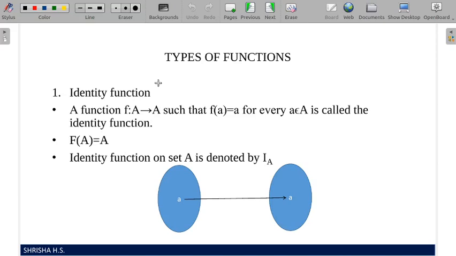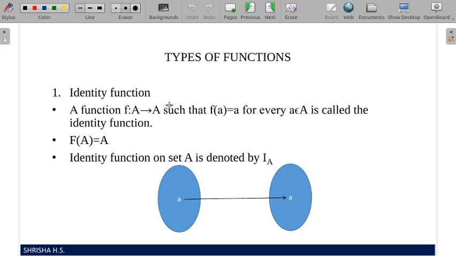Just like in arithmetic we have an identity, it means like multiplicative identity. What is it? If you multiply by that number, you will get the same number. For example, 2 into 1. So multiplicative identity is 1, or 0 is the additive identity. If you add 0 to anything, you will get back the same number. Similarly, in identity function, if you apply the function to an element of a set, you should get the same element value back as an image. In that case, it is an identity function.